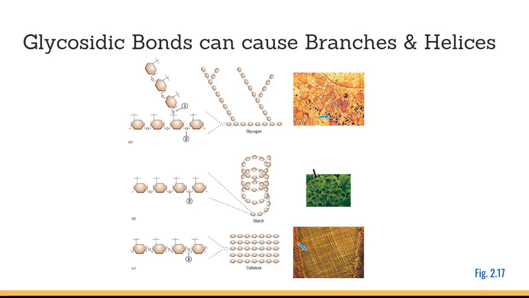Glycosidic bonds can cause the resulting polysaccharide to take on a fiber, have branch points, or form a helical pattern. These various shapes are shown in glycogen, which is an important energy storage form in animals, starch, an energy storage form in plants, and cellulose, a structural polysaccharide in plant cell walls.